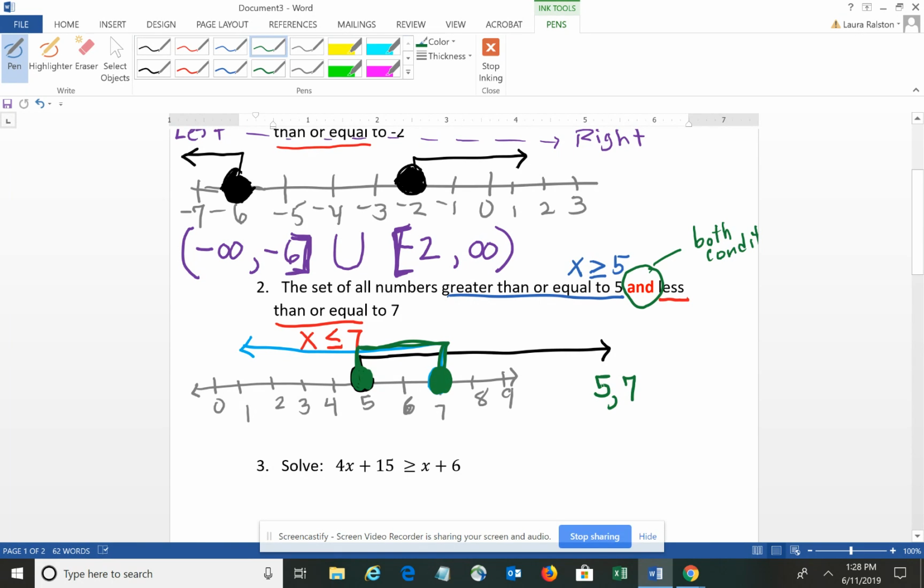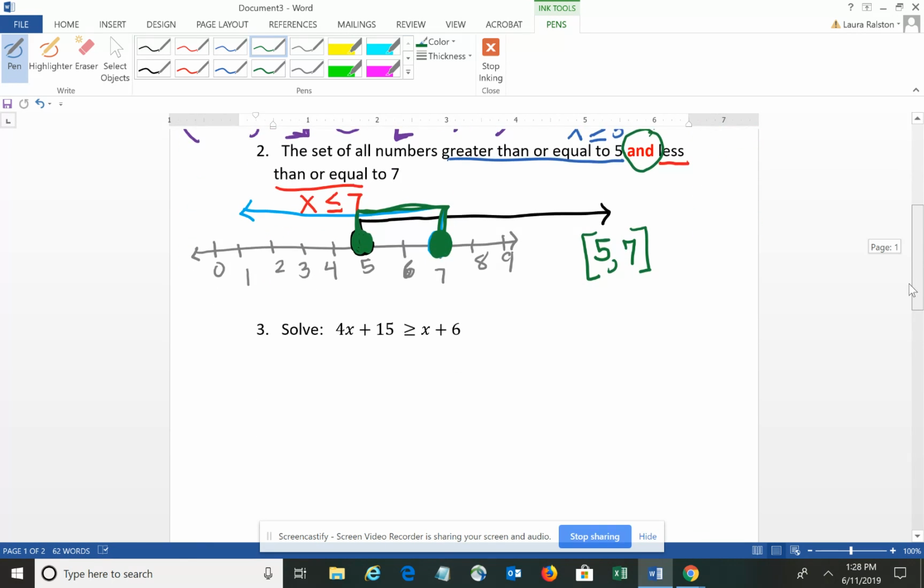Again, we work left to right. And we can use both of them because it's equal. So we put brackets on the ends to indicate that we're going to use them.